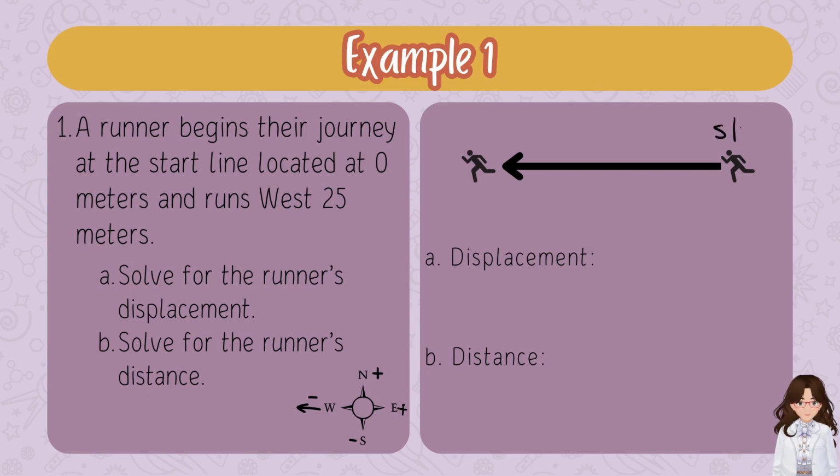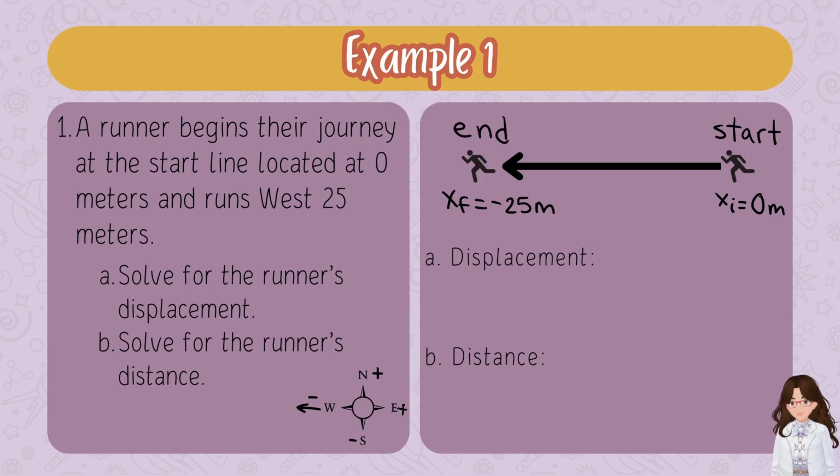First things first, I know that this is the start because they're going to travel west, which is to the left. I also know that my starting position is my initial position. And again, you can use xi or x naught, whatever your preference is. And in this case, that value is 0 meters. We then are going to travel west 25 meters. Therefore, my final position would be equal to 0 minus 25, which is negative 25 meters. This is where I end. Therefore, it's my final position.